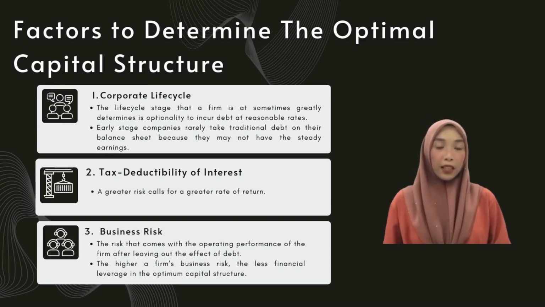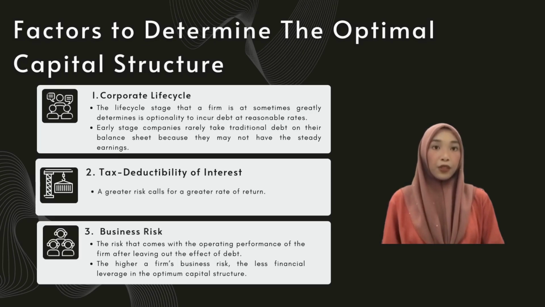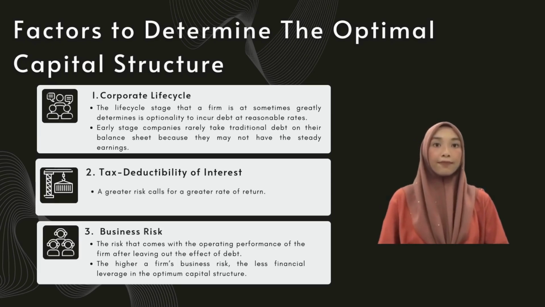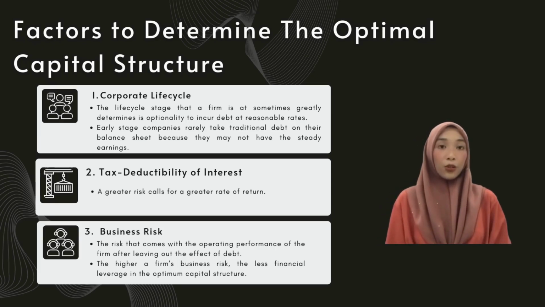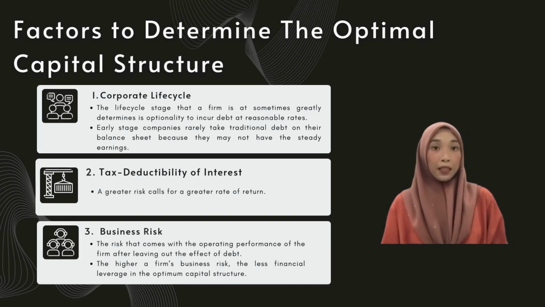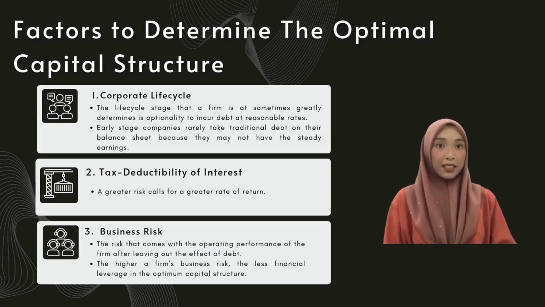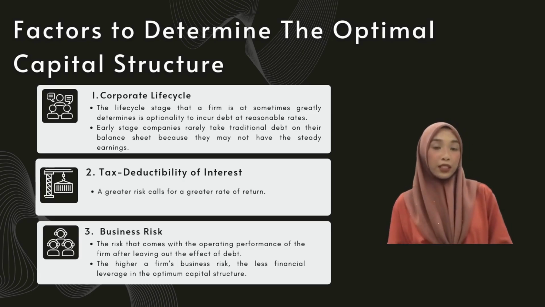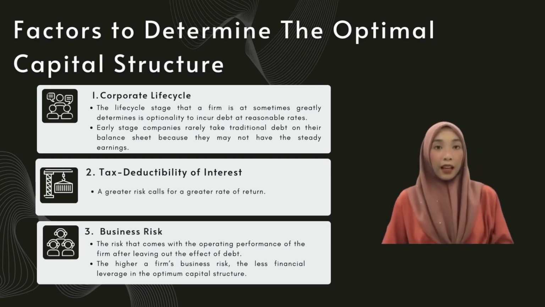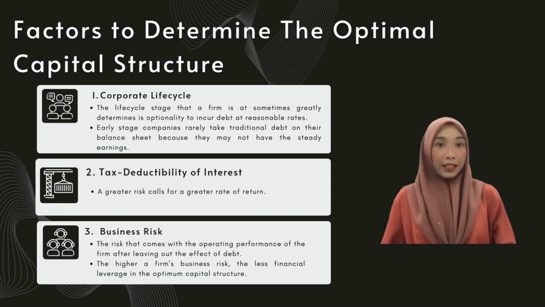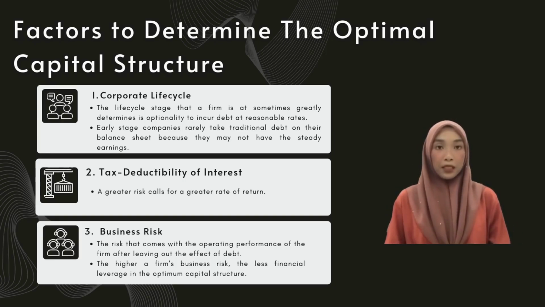There are several factors to determine the optimal capital structure. The first one is corporate life cycle. The life cycle stage that a firm is at sometimes greatly determines its ability to incur debt at a reasonable rate. On the other hand, early-stage companies rarely take traditional debt on their balance sheets because they may not have steady earnings yet. Second is tax deductibility of interest. It is often associated with a greater risk, which calls for a greater rate of return. And the last factor is business risk. It is the risk that comes with the operating performance of the firm after leaving out the effect of debt. The higher a firm's business risk, the less financial leverage in the optimum capital structure.